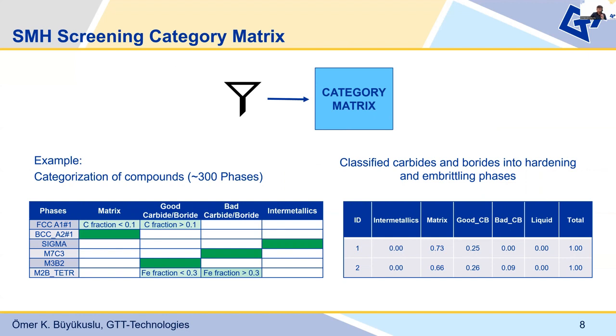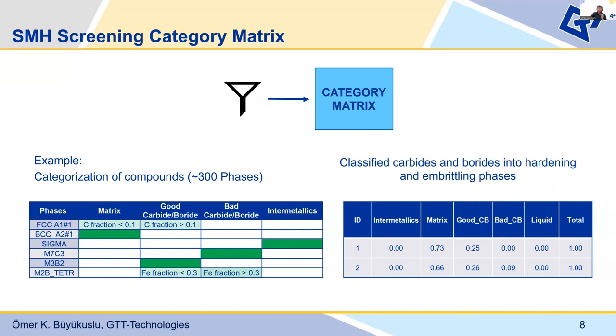Remember how many compositions we had in the beginning. You can see the example of a phase categorization of a single composition on the left-hand side. A phase matrix is generated to determine the category of each phase. In some specific cases, phases can belong to 2 categories based on their elemental compositions. For example, the FCC A1 phase is only considered a matrix phase when it has a carbon fraction less than 0.1.